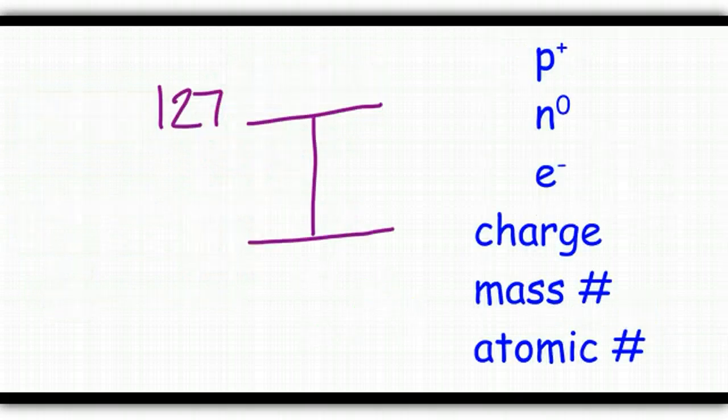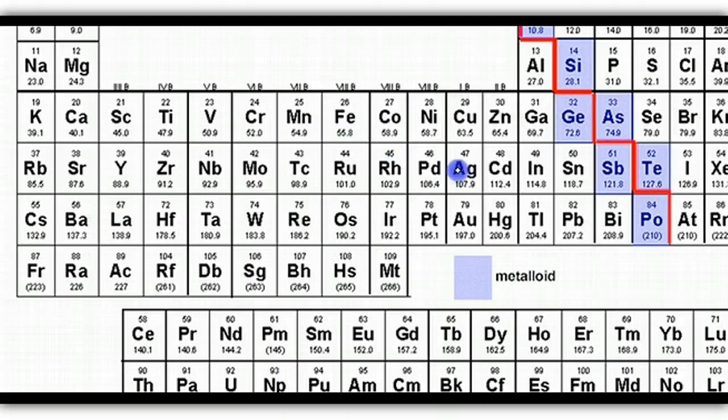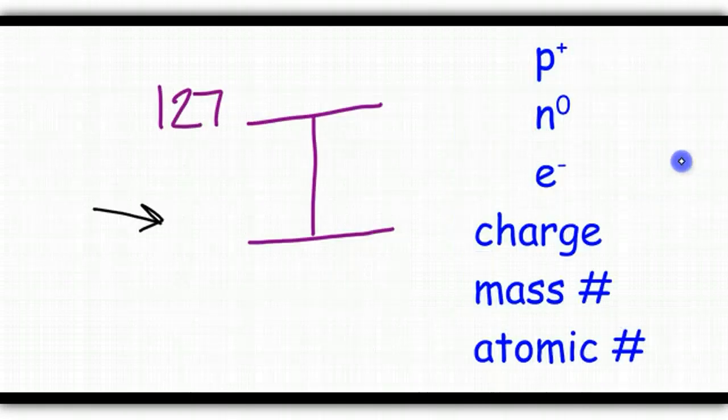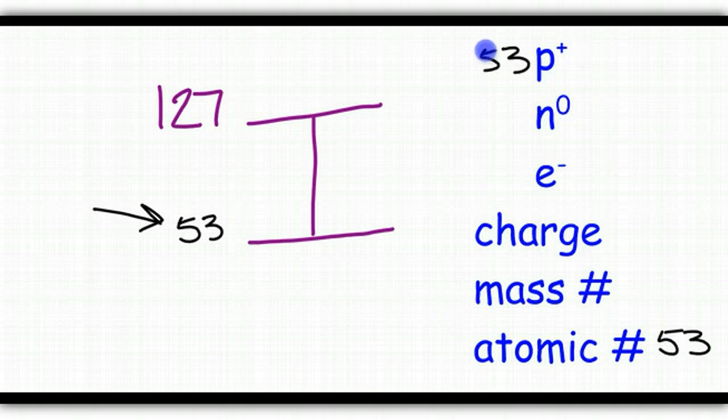So let's do a few examples. If I had iodine-127, identify the number of protons, neutrons, electrons, the charge, the mass number, and the atomic number. We're missing a number right here. If we look at our periodic table and find iodine, we can identify that iodine's atomic number is 53. So that's the number that we're missing right here, 53. So the atomic number is 53. The atomic number tells us the number of protons, so we have 53 protons.